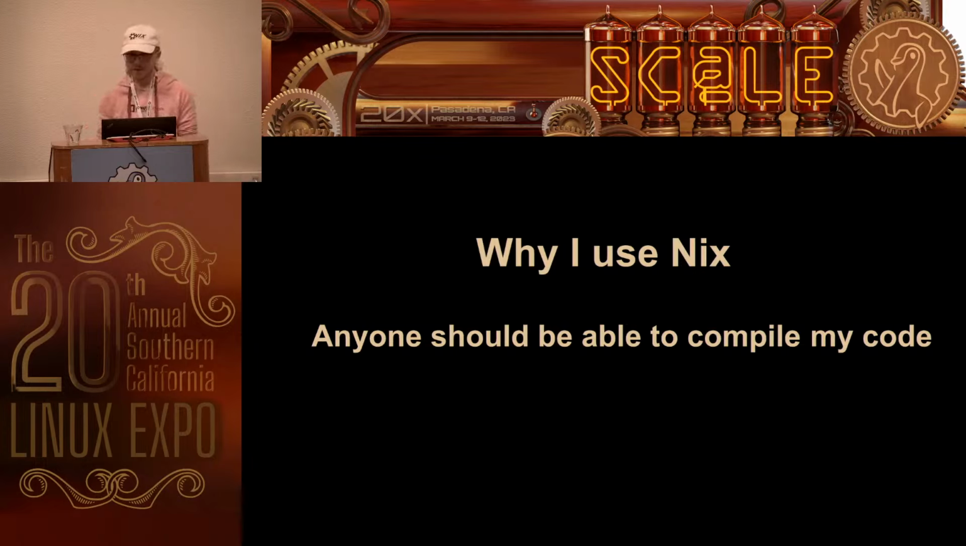CI should be the same as my laptop. And they shouldn't need to have knowledge of how my code was built. They should just be able to build it without looking at a README. And if it's broken on my machine, it should also be broken on your machine. Nix wants to break everything, but it also wants to make everything work as well.